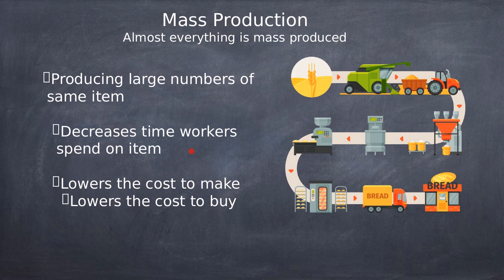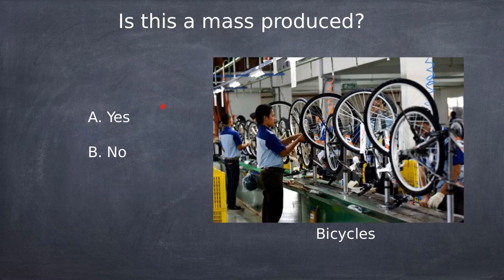So whenever we mass produce things, it decreases time workers spend on an item, okay? Because you're doing the same thing over and over again. Eventually, you're going to get faster. Right? Your only job is to maybe put the windshield in a car, or your only job is to make sure that the cereal boxes are sealed. So it decreases time, and it also lowers the cost to make, which means that it lowers the cost to buy. So that's a good thing.